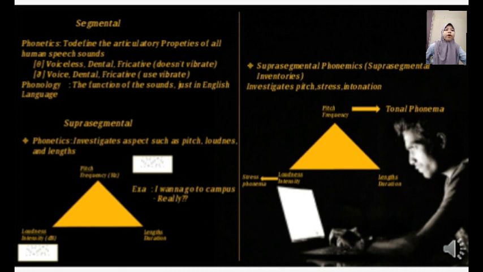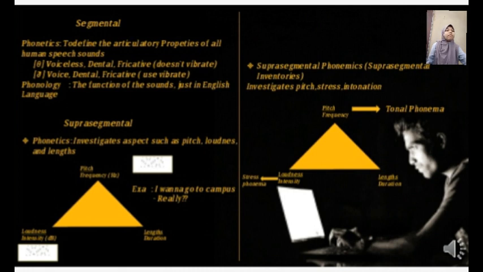Next, suprasegmental phonetics. This investigates aspects such as pitch, loudness, and length. This is pitch, like how to say in English gelombang: up, down. And this is loudness, intensity, and this is length, duration. Example: I wanna go to campus. So we can say really, but if there is surprise, really. Now, this is pitch. Really? Then it's true. Really. Okay.